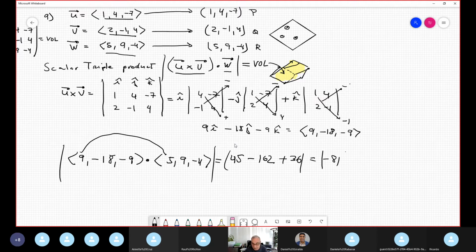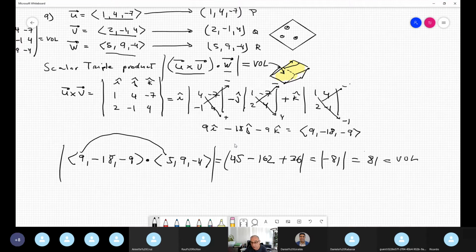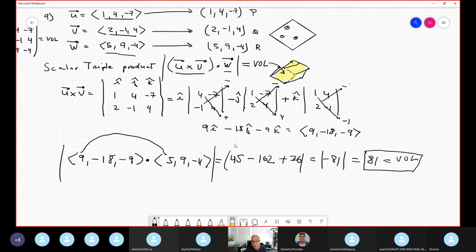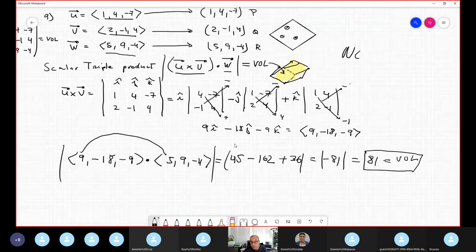The actual value is 81, and this represents the volume of the hypothetical box formed by the 3 vectors. This yellow part is 81 cubic units, a liter or cubic meter, whatever. So it is obvious that the box exists. If the box exists, then the points are not coplanar. And this is the final answer: not coplanar.